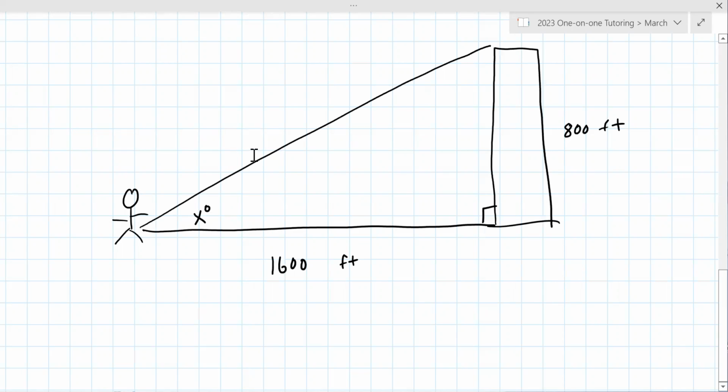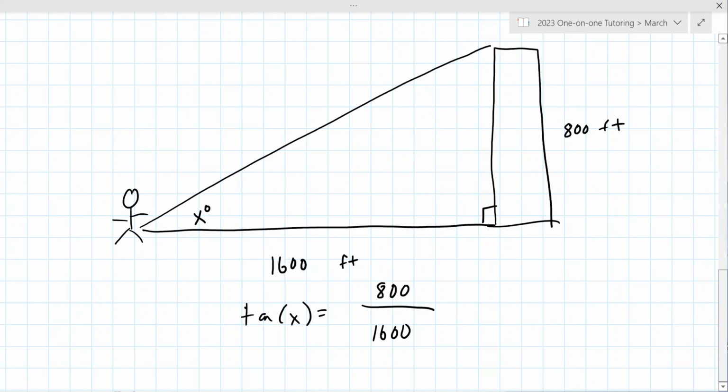How would you do that? Which trig function would you use? I would use opposite over adjacent, so that would be tangent once again. Yes, tangent of x equals what divided by what? 800 over 1,600. And then I can just reduce that to one half, correct? Yep. So then would I just write tan x equals one half?